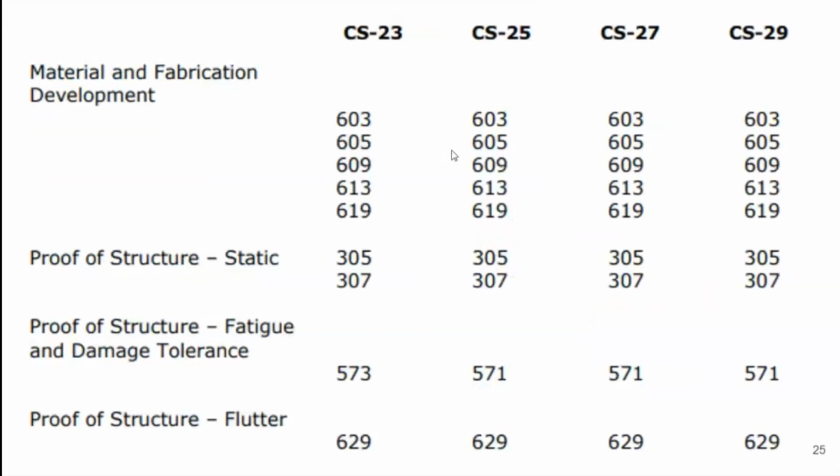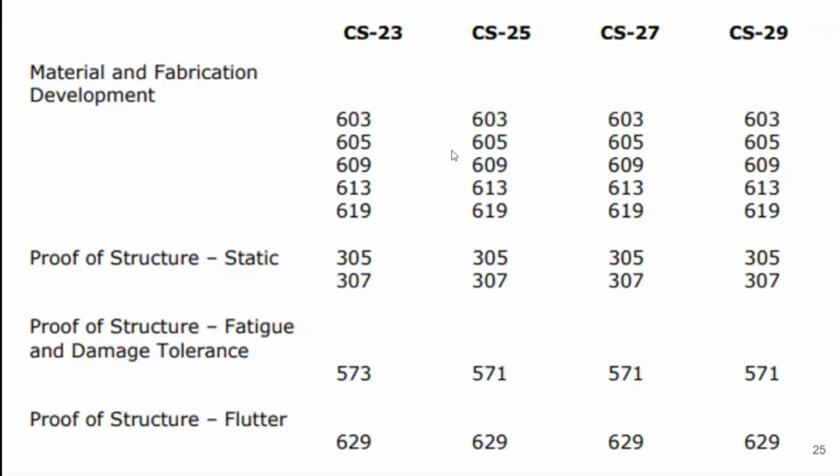So this is a chart. Basically, this chart is from one of the FAA advisory circulars. I did not quote the numbers here, but it's available. The chart shows you, for each type of aircraft, 23, 25, 27, 29, if we talk about material and fabrication, the paragraph numbers that you have to look into when you're doing the certification.